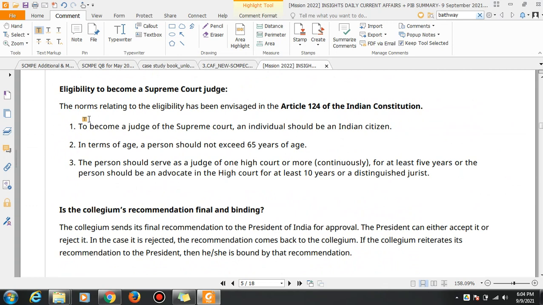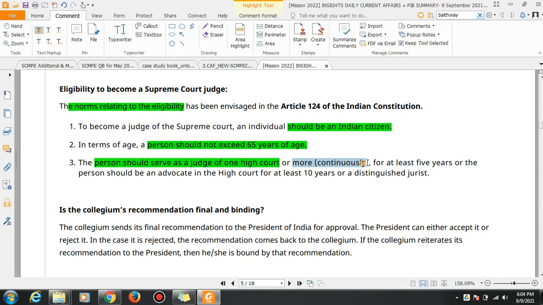Eligibility to become a Supreme Court judge. Norms relating to the eligibility are envisaged in Article 124 of the Indian Constitution. To become a judge of the Supreme Court, an individual should be an Indian citizen. The person shall not exceed 65 years of age, and the person shall have served as a judge of a High Court for at least 5 years or more continuously, or as an advocate in the High Court for at least 10 years.